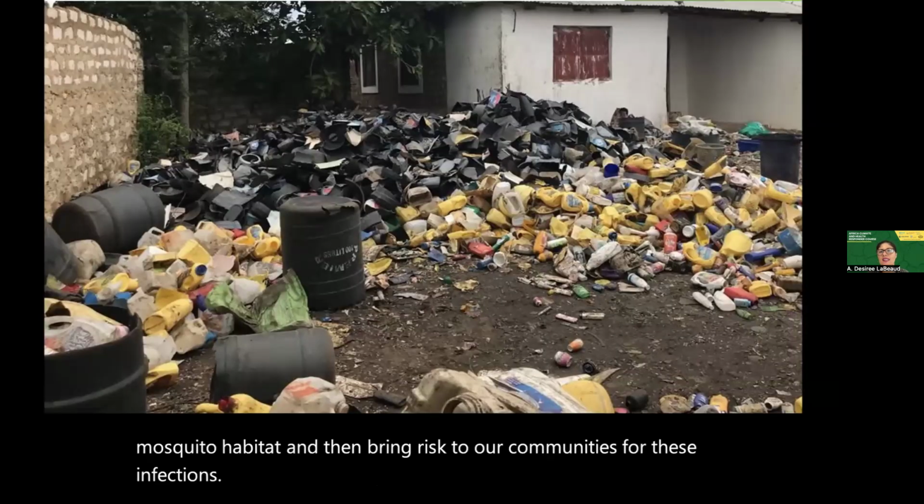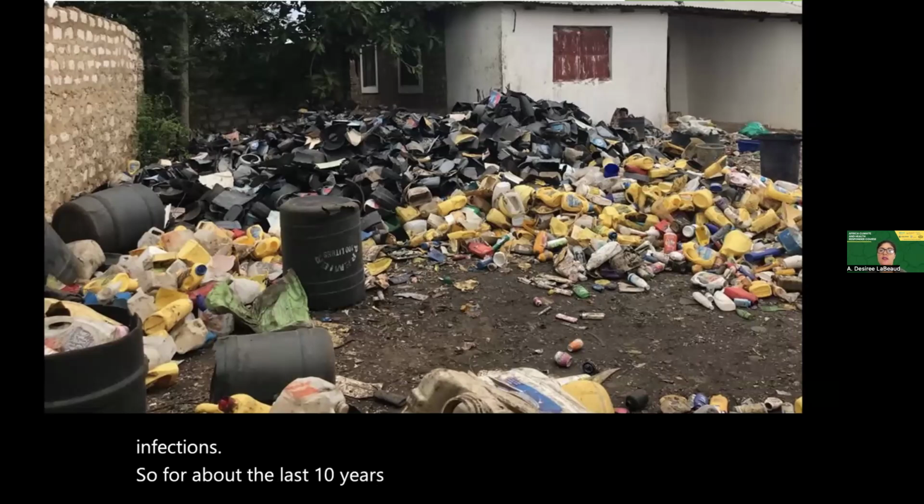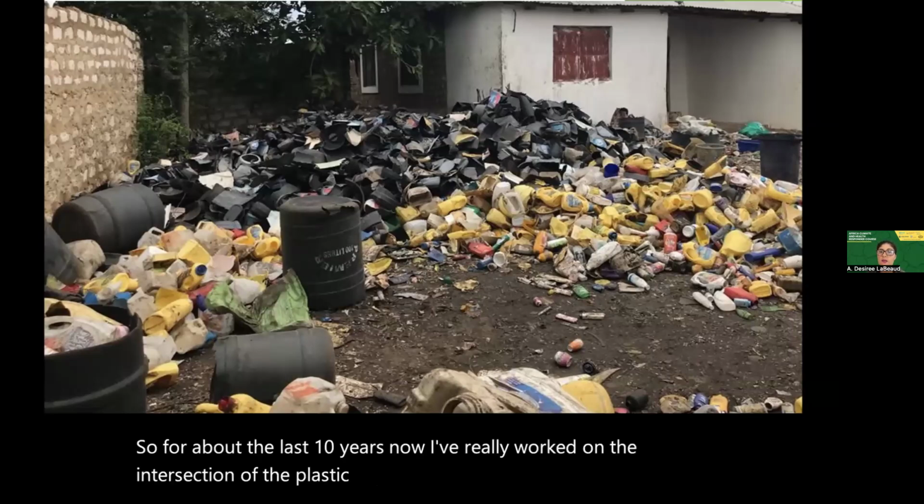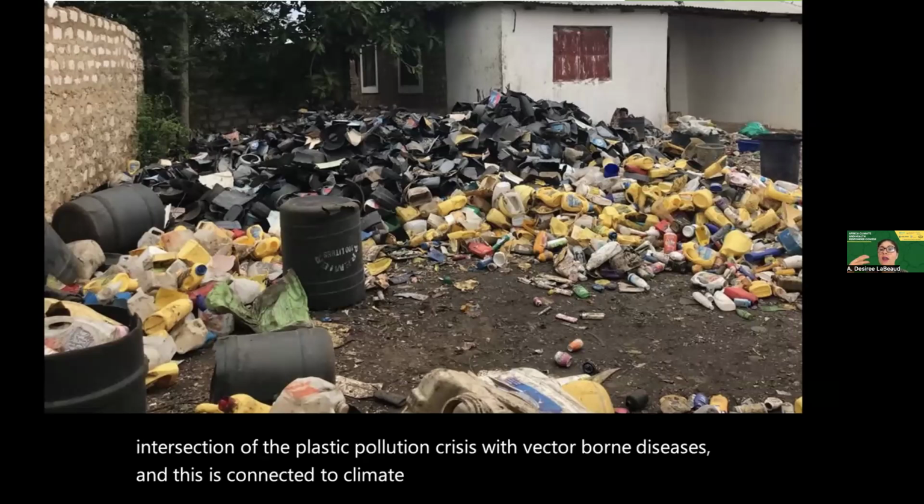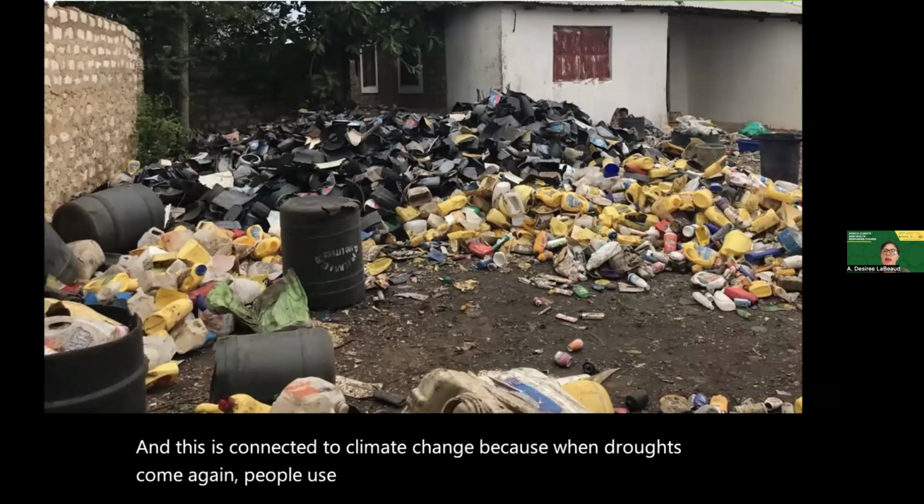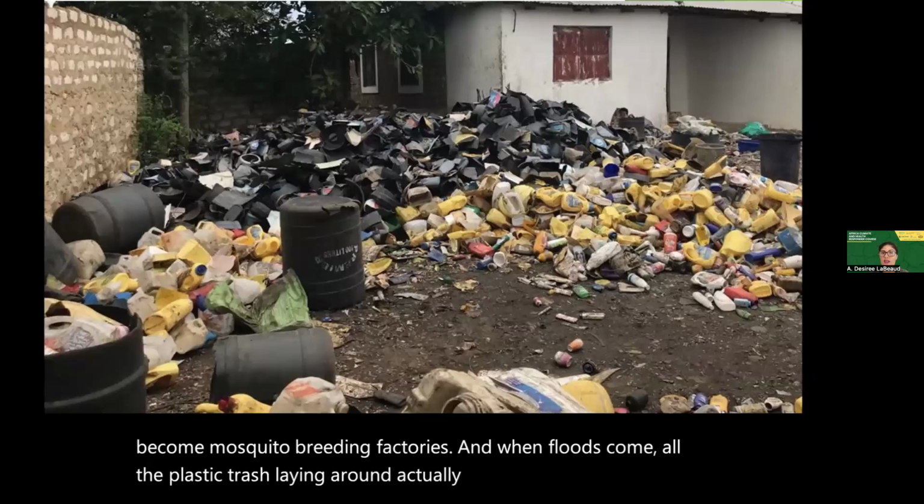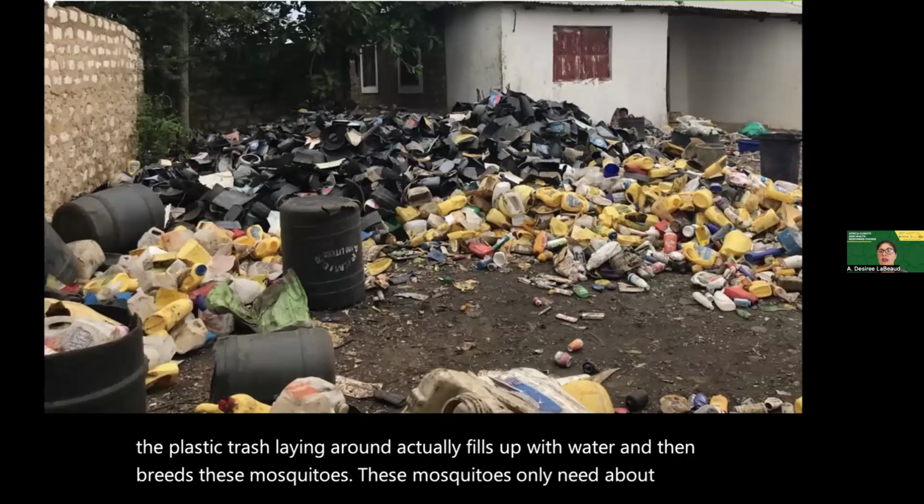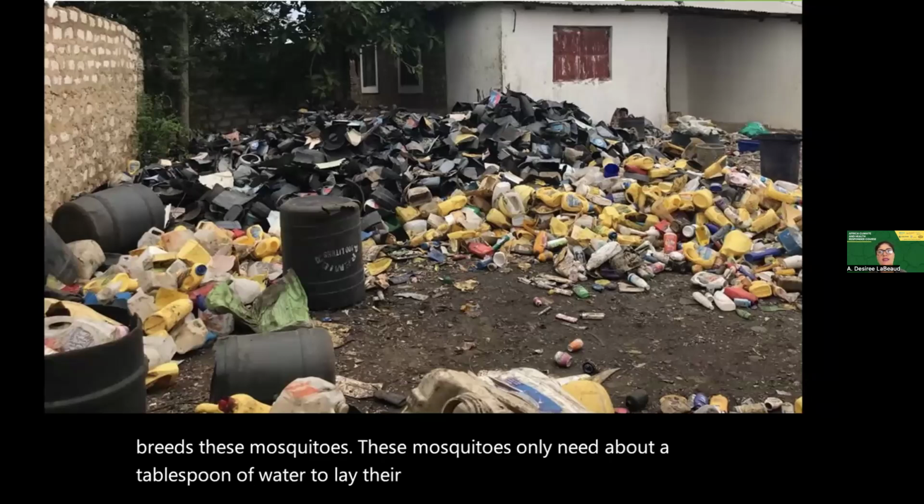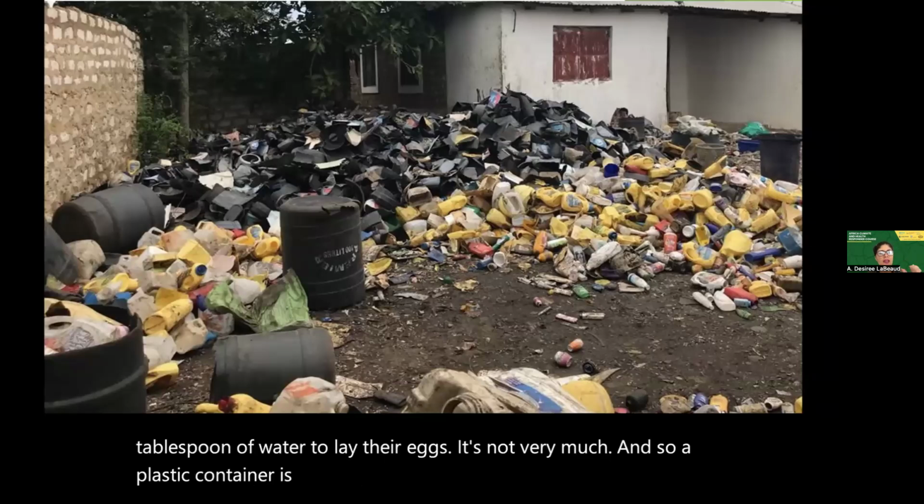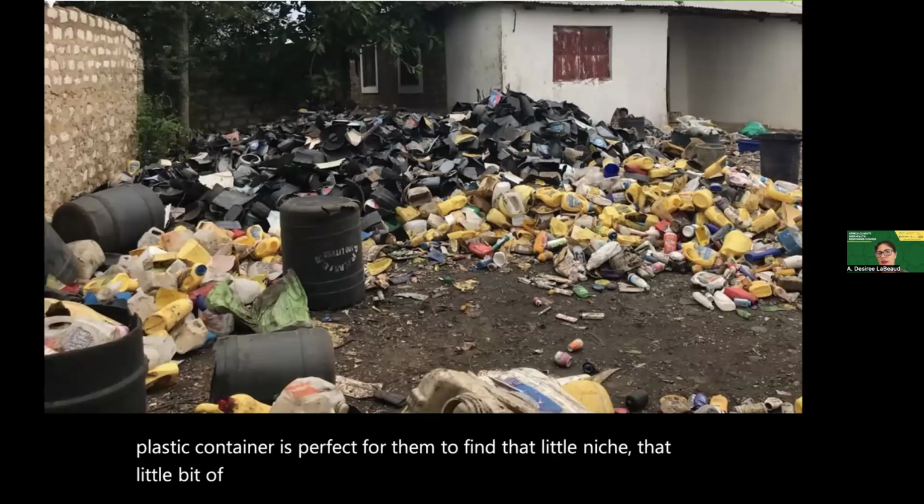So for about the last 10 years now, I've really worked on the intersection of the plastic pollution crisis with vector-borne diseases. And this is connected to climate change because when droughts come, again, people use plastic containers and fill them up and they become mosquito breeding factories. And when floods come, all of the plastic trash laying around actually fills up with water and then breeds these mosquitoes. These mosquitoes only need about a tablespoon of water to lay their eggs. It's not very much. And so a plastic container is perfect for them to find that little niche, that little bit of water to lay their eggs.